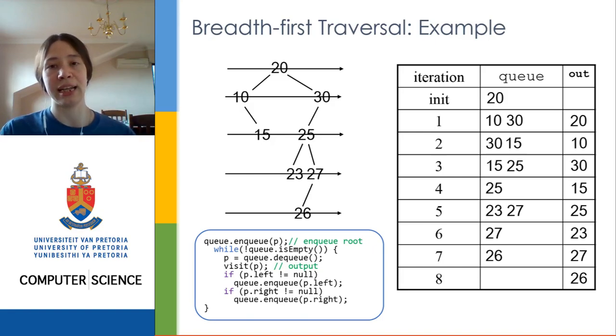So we have reached the end of the algorithm. We have printed all the values. And as you can see, we have managed to successfully print them level by level. 1, 2, 3, 4, and 5. They have appeared in exactly the order in which we wanted.